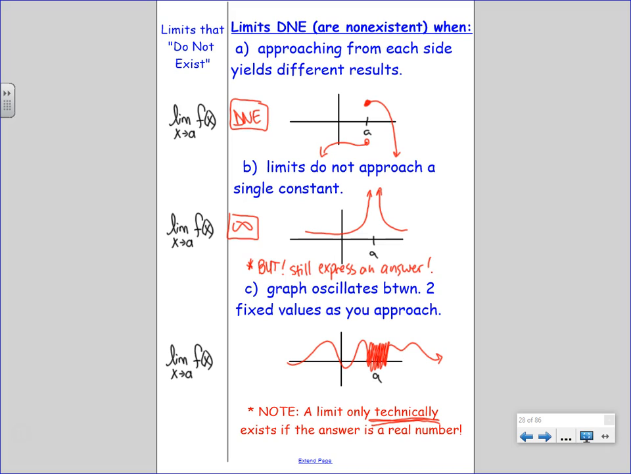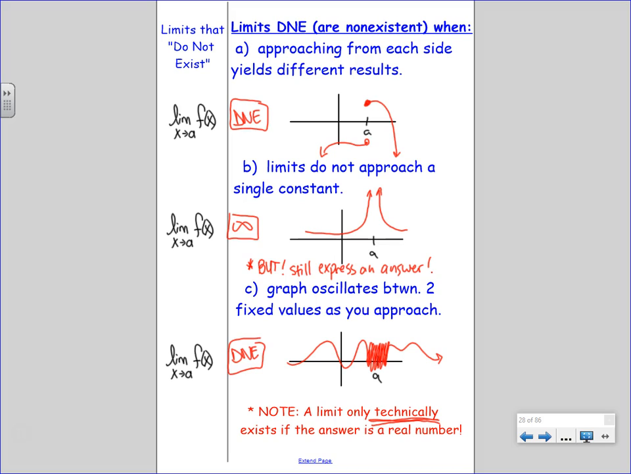Part C is a little hard for you guys to think about. I'm going to tell you that if a graph oscillates between two fixed values as x approaches A, as you come in towards that constant x is supposed to be approaching, once again, the limit does not exist. But this was kind of hard to see, so let's get an example function in your calculator. It's not this one exactly, but it's similar.